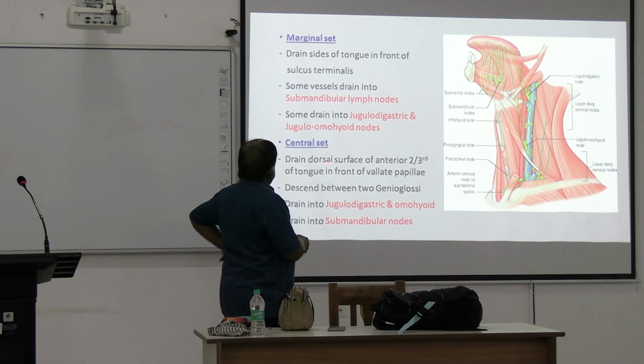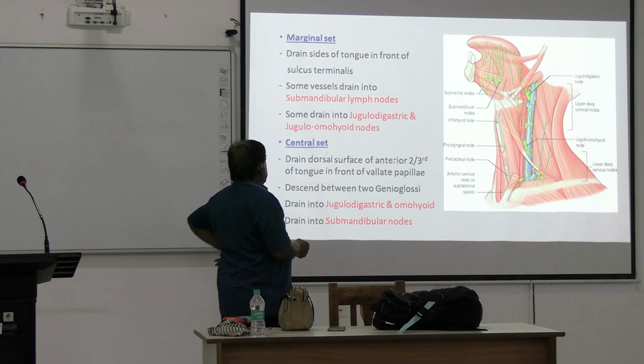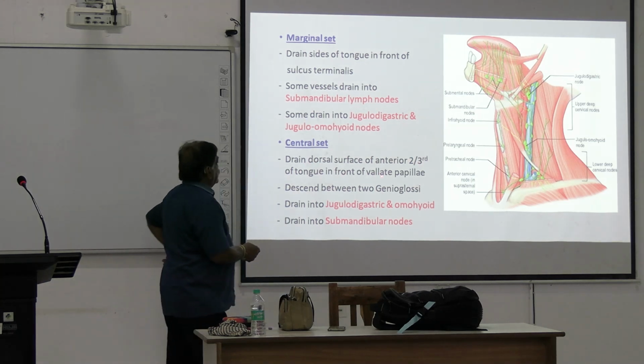Now central set drains dorsal surface of the anterior two-thirds of the tongue, this portion, in front of the vallate papillae, descends between two genioglossi, drains into jugulo-digastric and omohyoid nodes, drains into submandibular nodes.